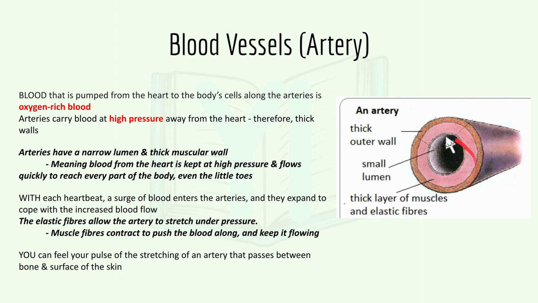So here's a diagram for it. And arteries have a narrow lumen and thick muscular walls, meaning blood from the heart is kept at a higher pressure and flows quickly to reach every part of the body, even the little toes. You can have a read for the description.